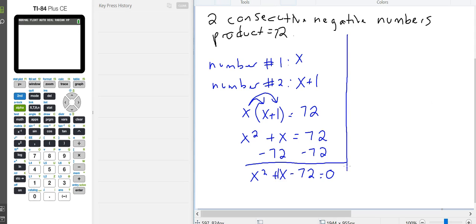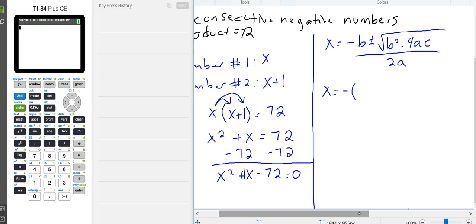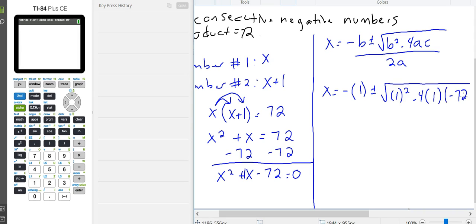The quadratic formula is x is equal to negative b plus or minus the square root of b squared minus 4ac over 2a. Now all we need to do is plug in our a, b, and c values. X is equal to negative b, in this case is 1, plus or minus the square root of b, in this case is 1, squared minus 4 times 1 times c, which is negative 72, over 2 times a, which is 1. Let's simplify this.